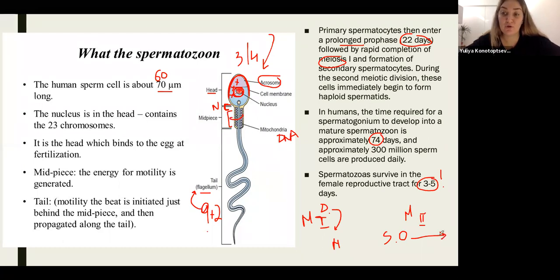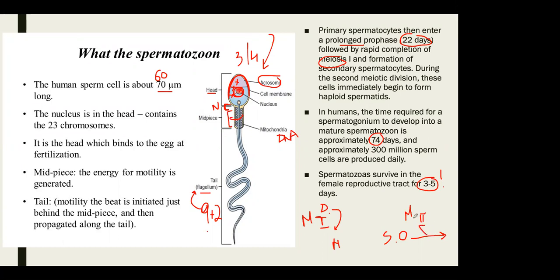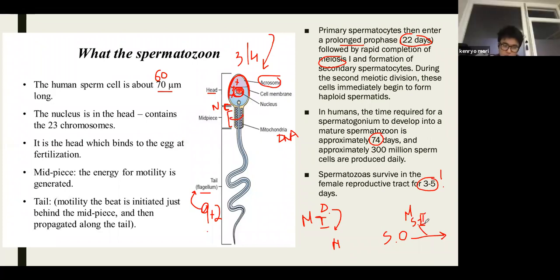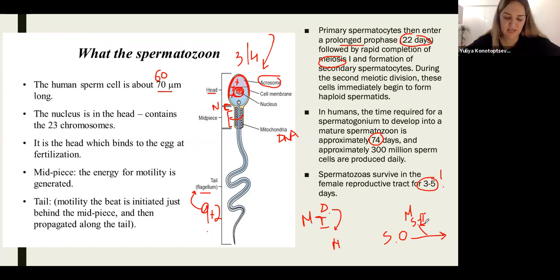It absolutely cannot, because secondary oocyte is a haploid cell. How can one haploid cell give me a diploid cell? So who needs to join the party for the secondary oocyte to finish meiosis 2? Spermatozoa. So what am I describing? Fertilization.